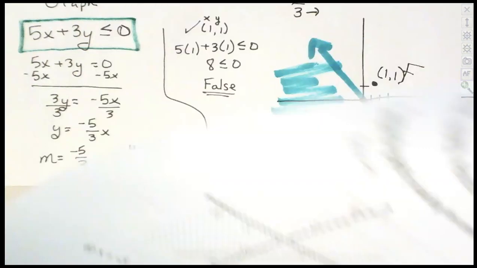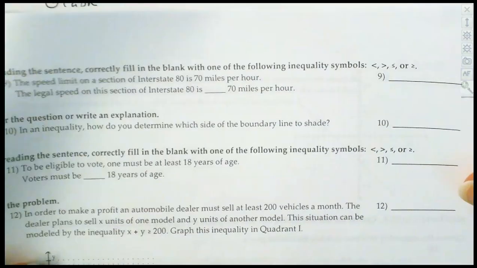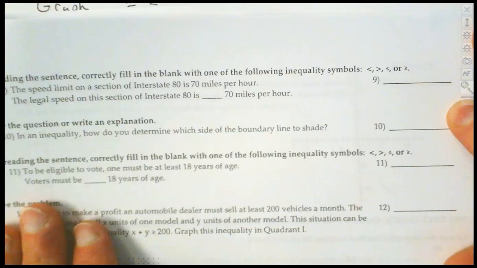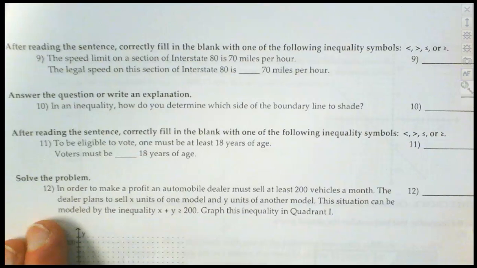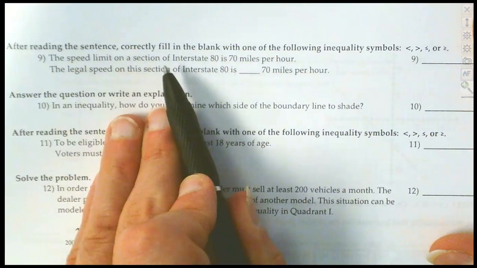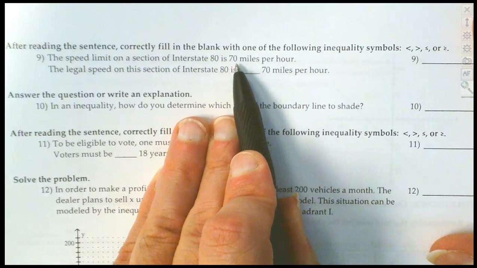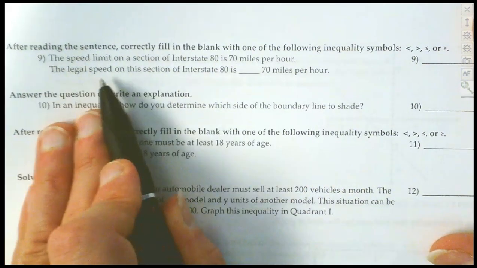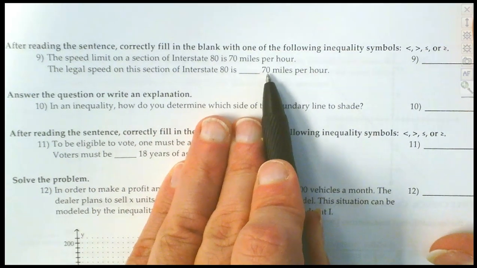So several of those. Now let's look at a couple of these. We have to fill in the blank here. It says, after reading the sentence, correctly fill in the blank with the appropriate inequality symbols. The speed limit on a section, and this is question 9, on a section of Interstate 80 is 70 miles an hour. The legal speed limit on this section of Interstate 70 is blank, 70 miles per hour.